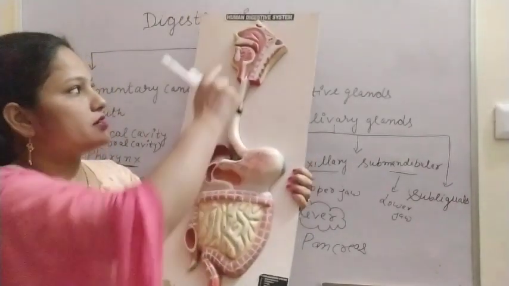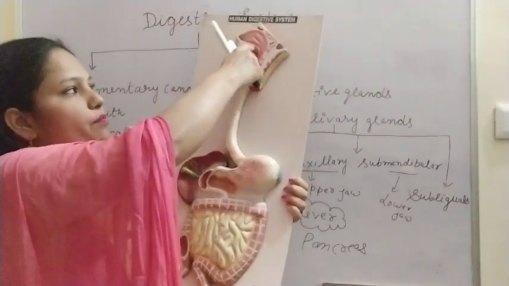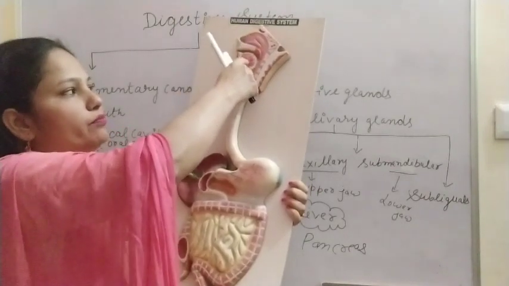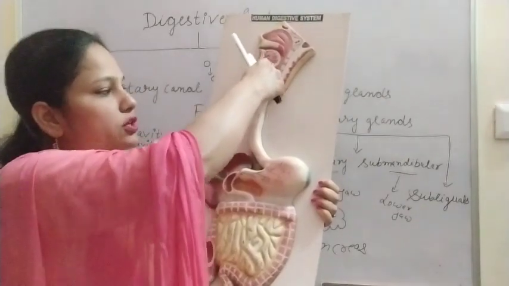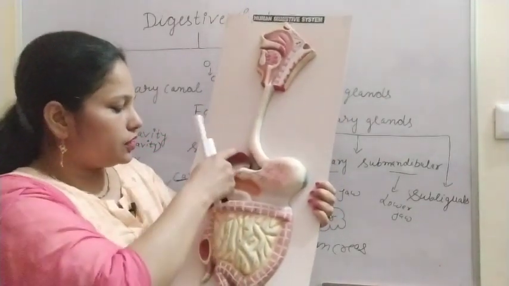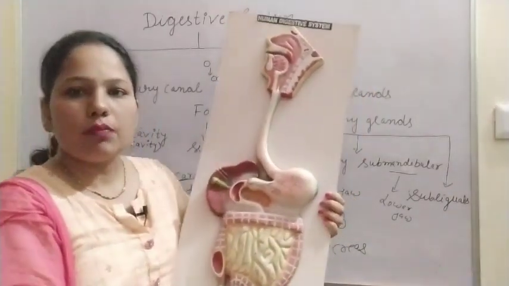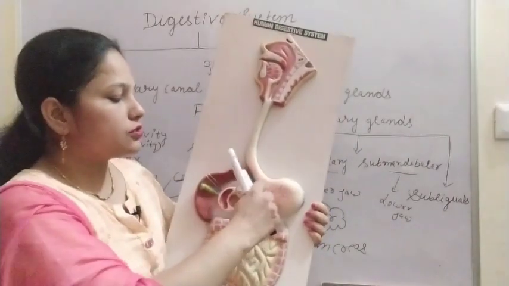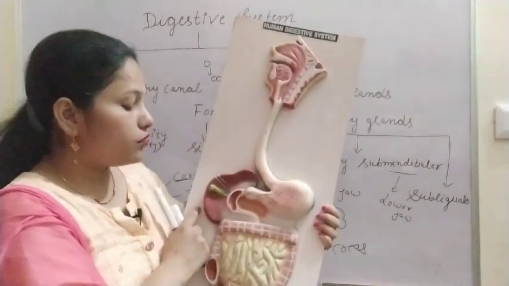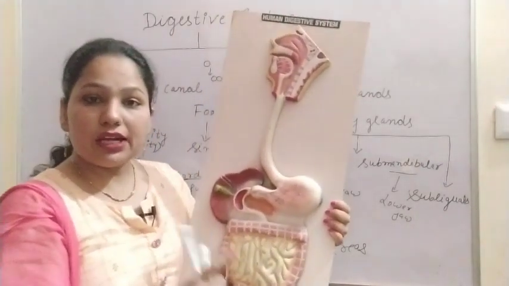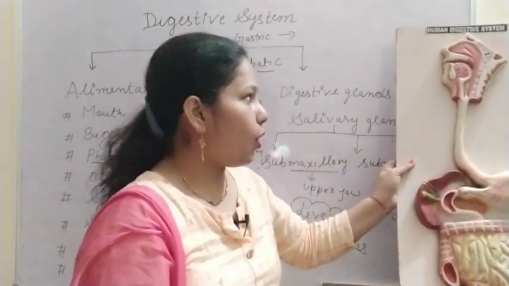Then the digestive glands, these are the salivary glands. In the upper jaw, the submaxillary gland, lower jaw submandibular, and below the tongue sublingual gland. Next is the liver, then the pancreas. These three are the main, but except these, some glands are present in the stomach. Those are known as gastric glands, and those present in the intestine are the intestinal glands. So I think this topic is very clear to you all.